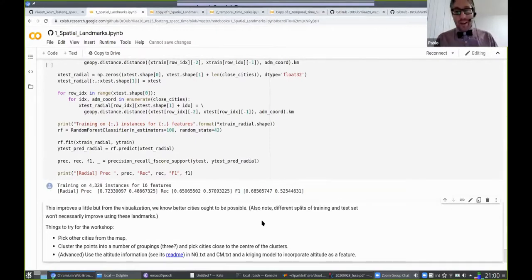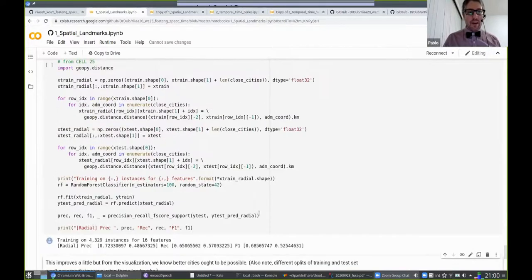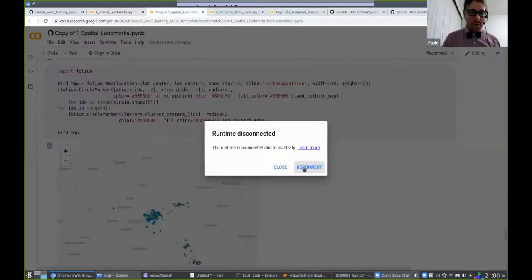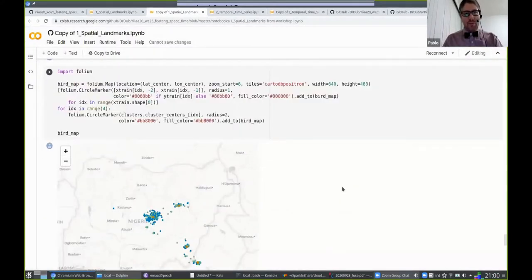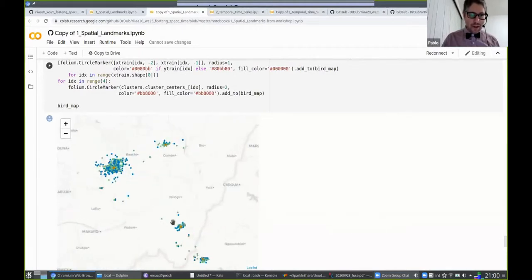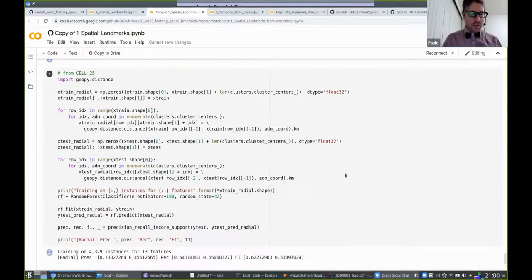So what I would like is for you to later on your own time take this data and do some clustering. So you can find landmarks through clustering. And if you're not inclined or you run into some problems, I have that in the file called Spatial Landmark from Workshop. This data is actually very nice. The clustering works really well. So that's all for these.